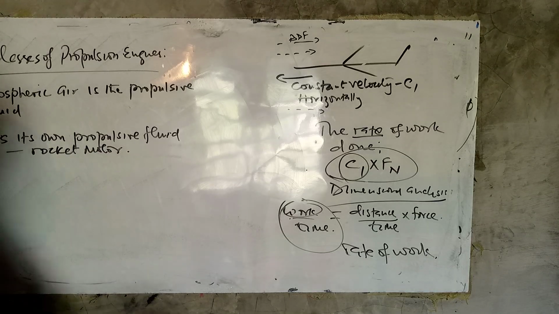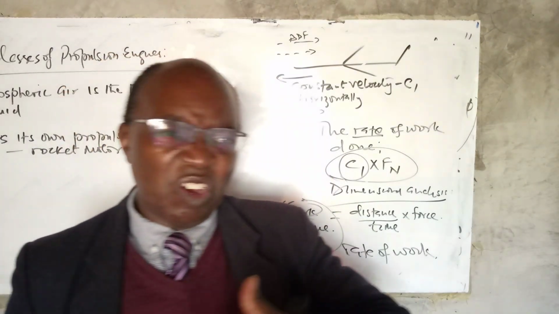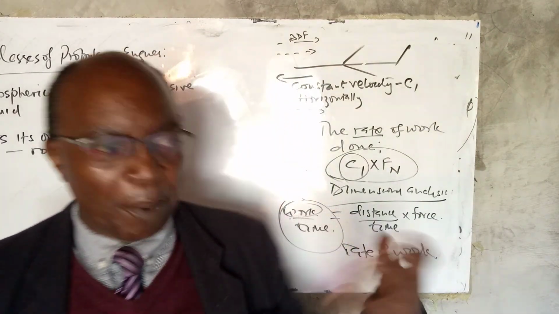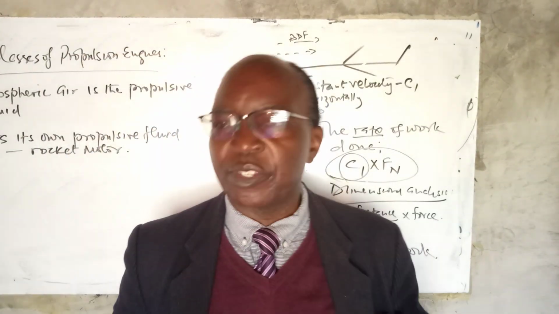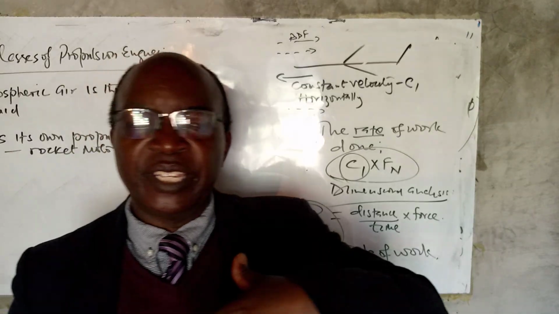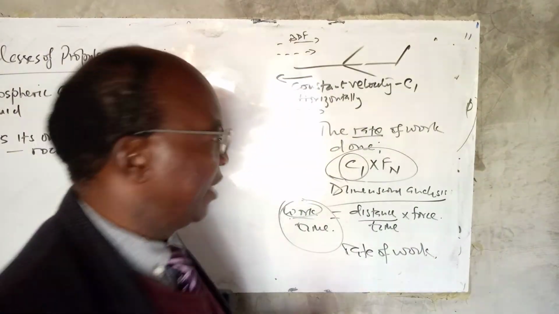In general, for these propulsion engines, we can have a schematic. It has one or more of the components which we are going to show there. Normally it has a diffuser, a source of energy, and a propelling nozzle.